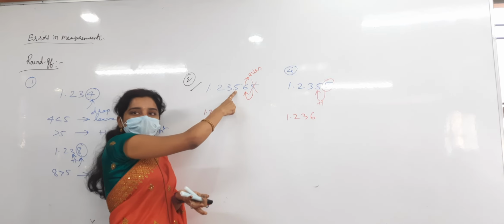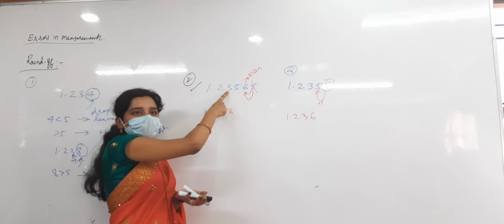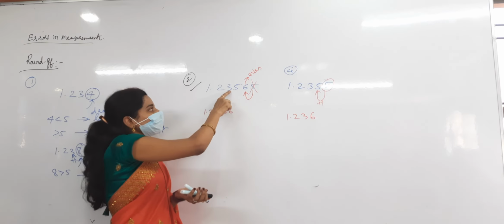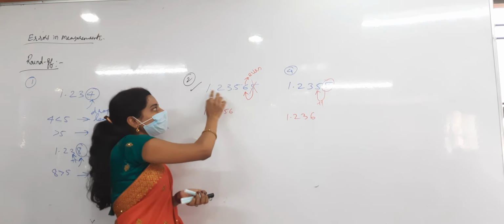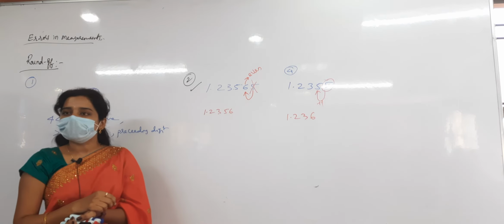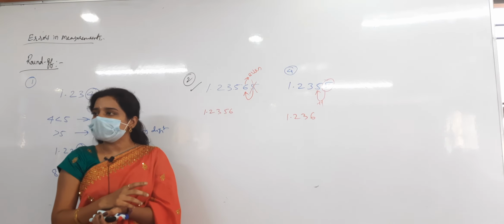Then this 6 is greater than 5, so what you have to do? Before number is 4. 4 is less than 5, so I can drop it. Then how much is remaining? Only 1.2 is remaining. Are you able to follow that?